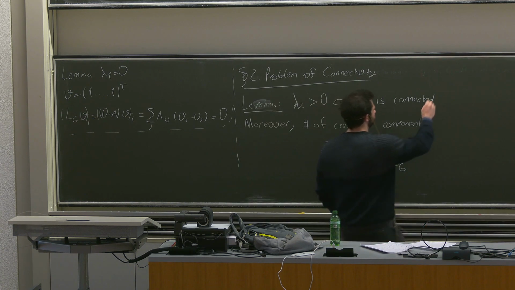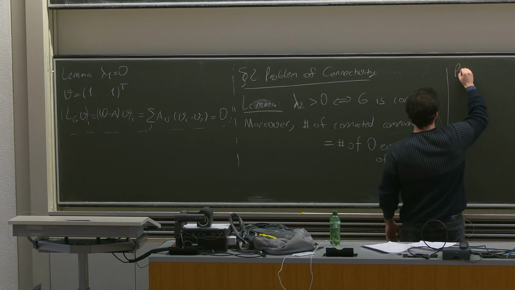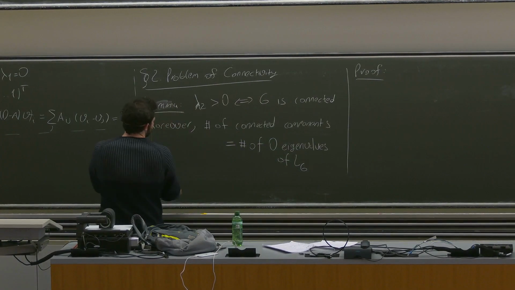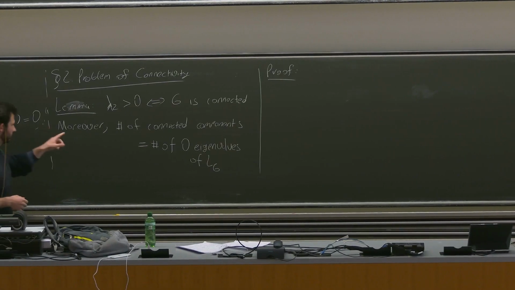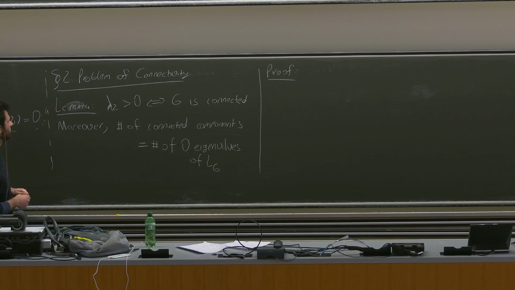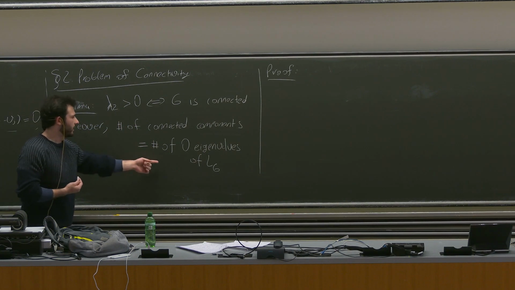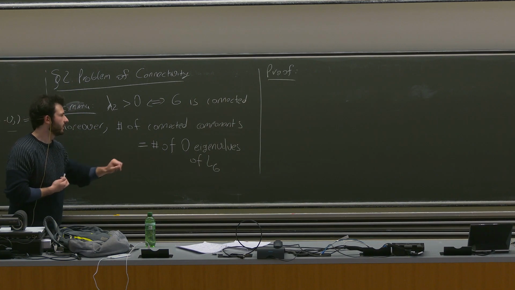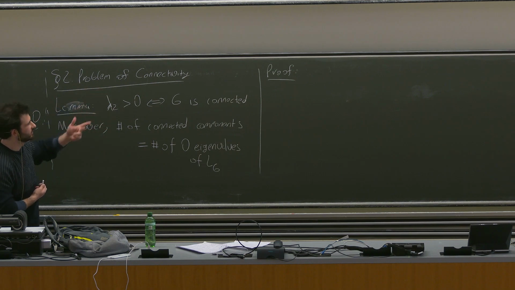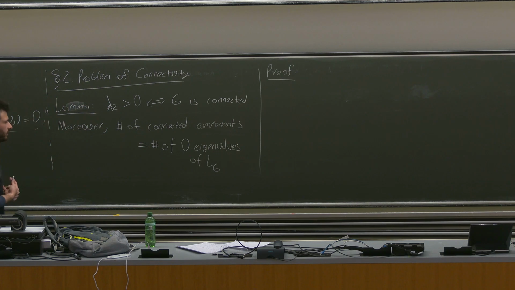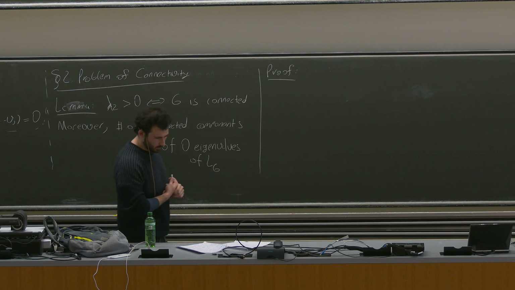So let's go to the proof. We can immediately see that the result below implies the result here, because let's say there's only one zero eigenvalue. This will mean that the graph is connected, and having only one zero eigenvalue means that the second one is larger than 0. So we're just going to prove that the number of connected components is equal to the number of zero eigenvalues of L_G. So how are we going to do this?